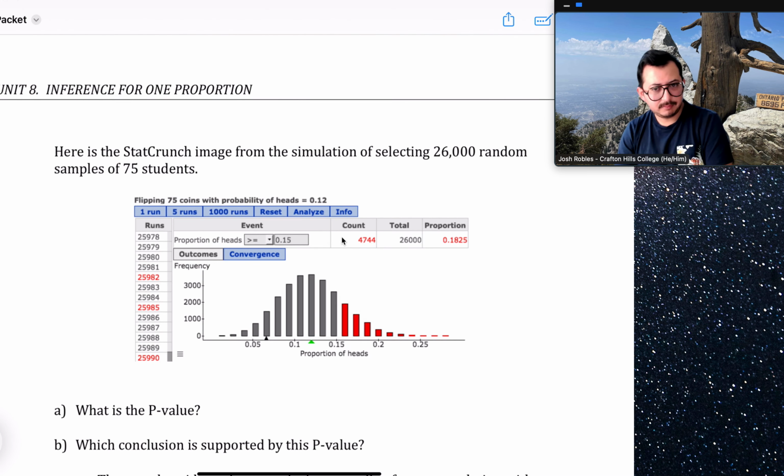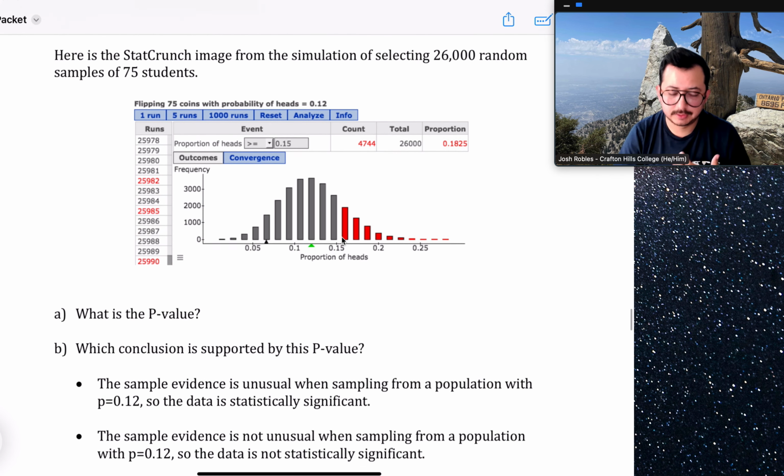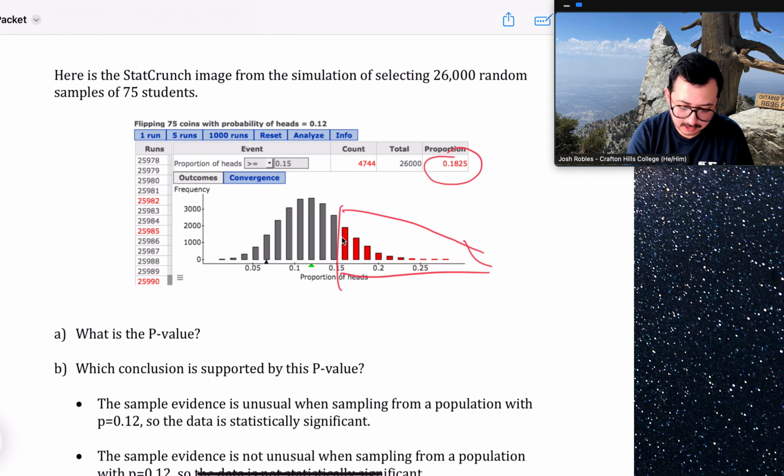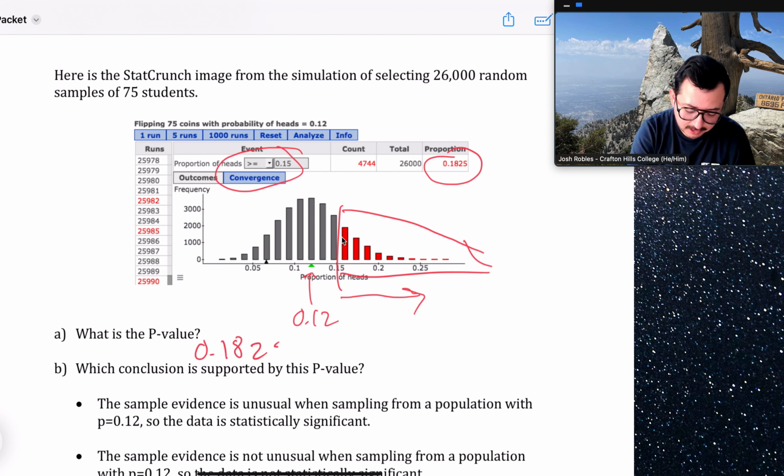Okay, so this is the simulation that's done. We will be able to do this without using the simulation. So it's not what we're going to use permanently. We're going to use just the z-scores essentially, just the normal distribution. Okay, but so the p-value is here. This is how we determine the p-value. It's this shaded region here. The population is set at 12%, and it's the probability of seeing samples greater than 15%. So that p-value is 0.1825.